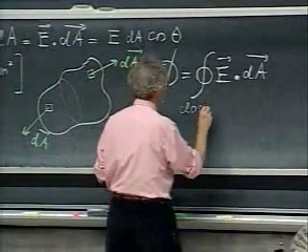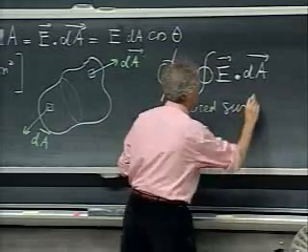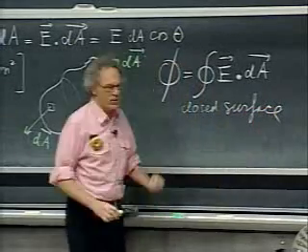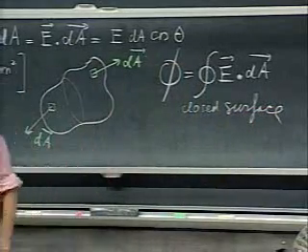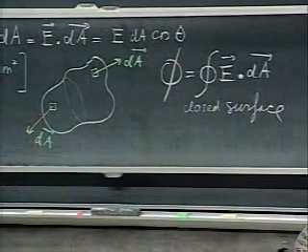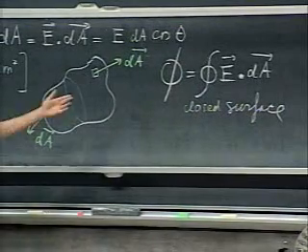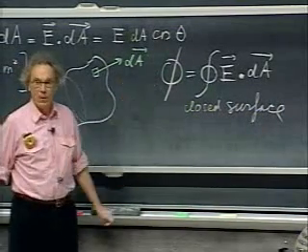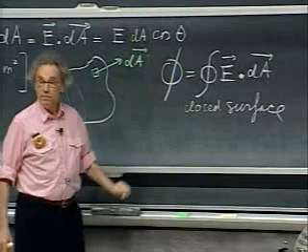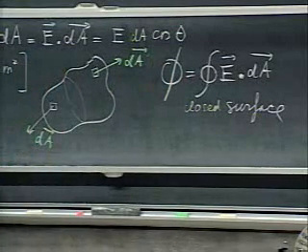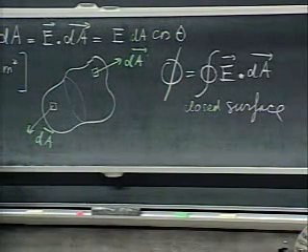And here, in this case, it is a closed surface. And this now is the total flux through that surface. It could be larger than 0. It could be smaller than 0. It's a scalar. It's not a vector. It could be equal to 0.